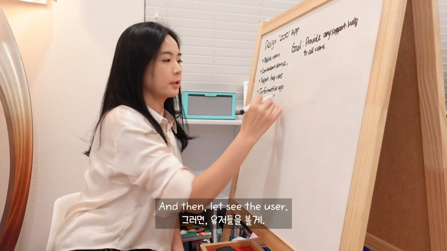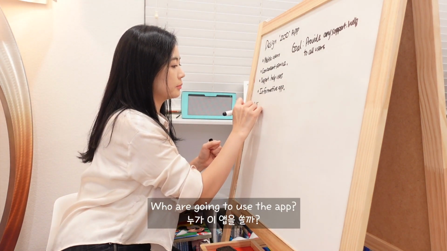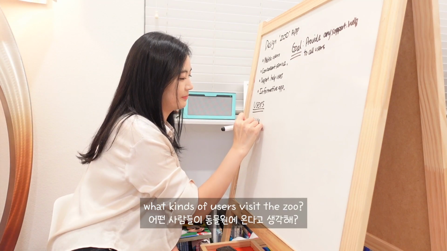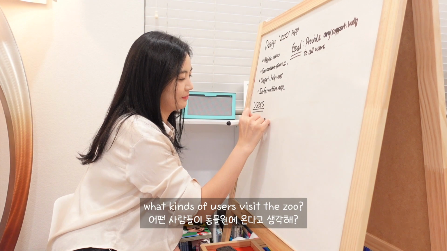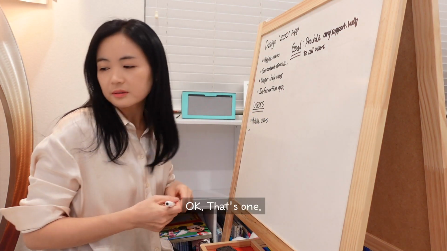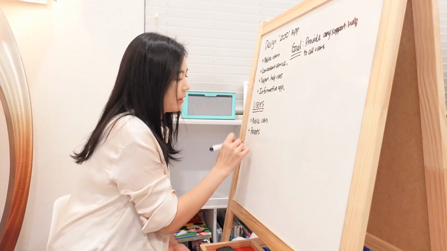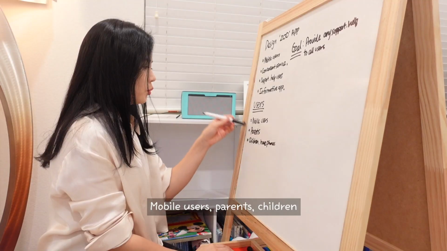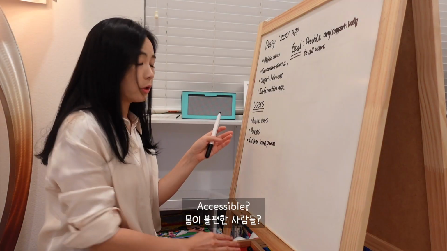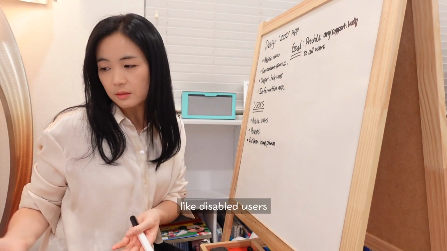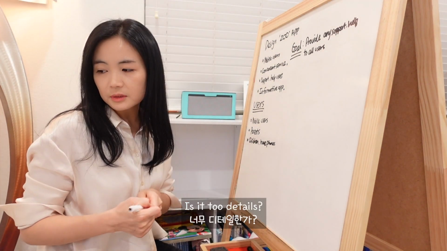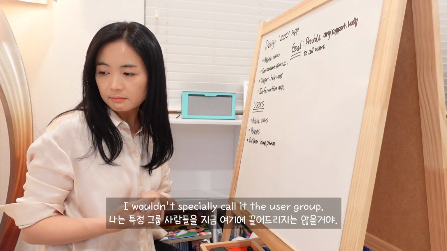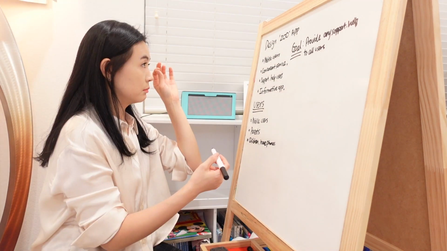Yep. Okay, and then let's see the users who are going to use the app. Mobile users. What kind of users do you usually think visit the zoo? Parents. Okay, that's one. And maybe children who have a phone. Yep. Mobile users, parents, children, or accessible. Can I say accessible users, like disabled users? That's too detailed, so I wouldn't specifically call it a user group.